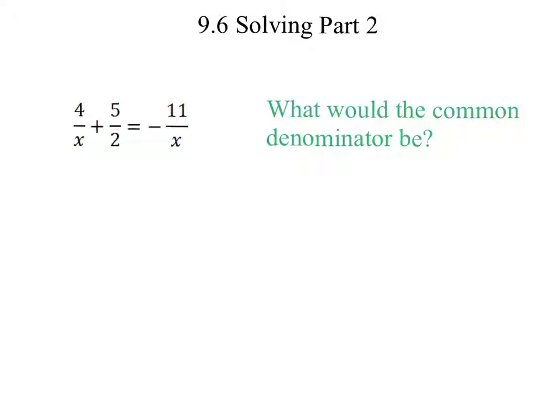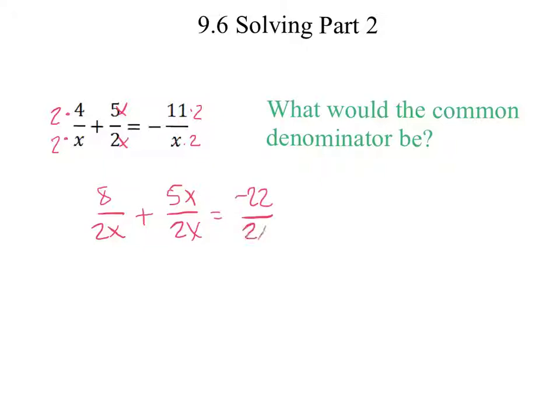As we look at this, two of them have an x and one of them has a 2. So your common denominator is going to be 2x. So what we'll do is we'll get a common denominator. I'm going to multiply by 2, multiply by x, and multiply by 2. So now I have 8 over 2x plus 5x over 2x equals negative 22 over 2x.